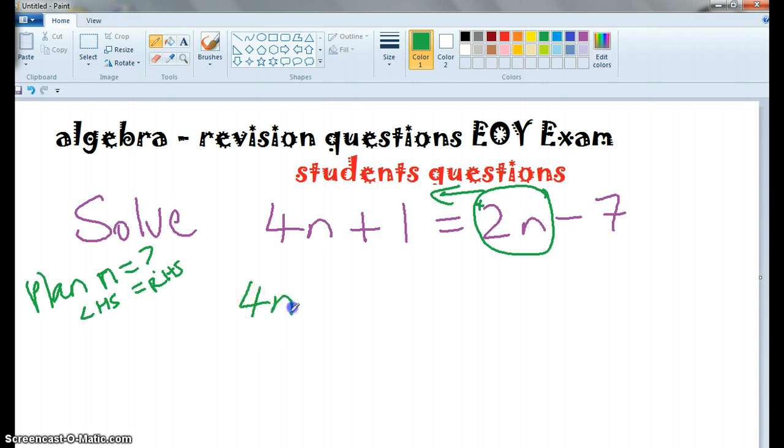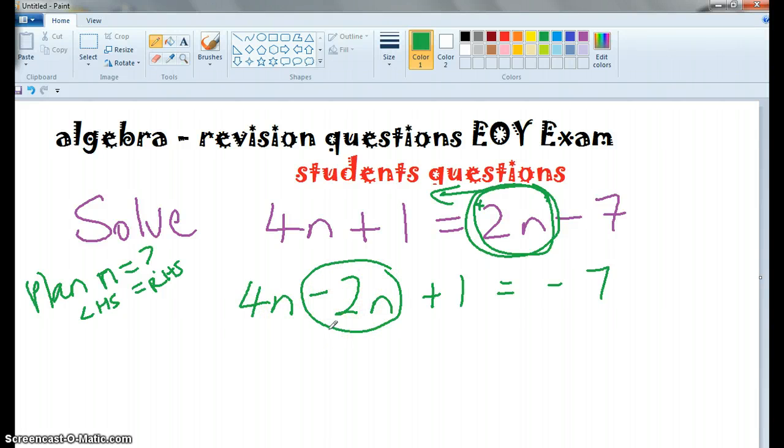So we end up with 4n minus 2n plus 1 equals minus 7. Now it didn't matter where I put that minus 2n on this side, but I chose to put it there because it'll make my life easier. Why has it gone from here? I've taken minus 2n off both sides, so 2n minus 2n is? 2n minus 2n equals 0, correct. So that's why we could basically change sides, change operation.